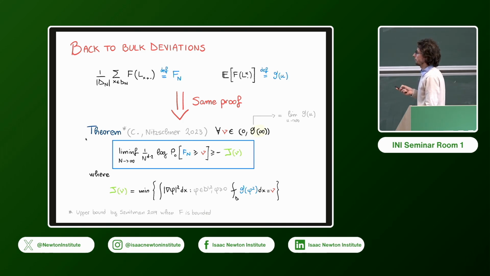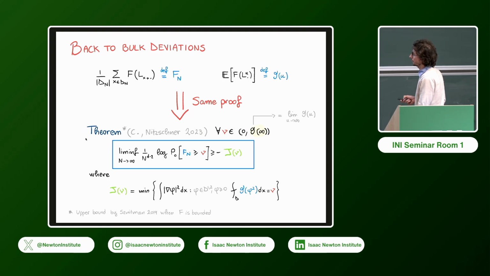And the theorem is that for any nu which is positive and below this, the limit as u goes to infinity of this function here, you don't want to saturate this function. Then the probability that you get a deviation from the expected behavior, which is 0 as n goes to infinity, goes to 0 exponentially fast with speed n to the d minus 2, so still the capacity, and with rate which is exact, and it is this variational problem over here. So it's a minimization problem.